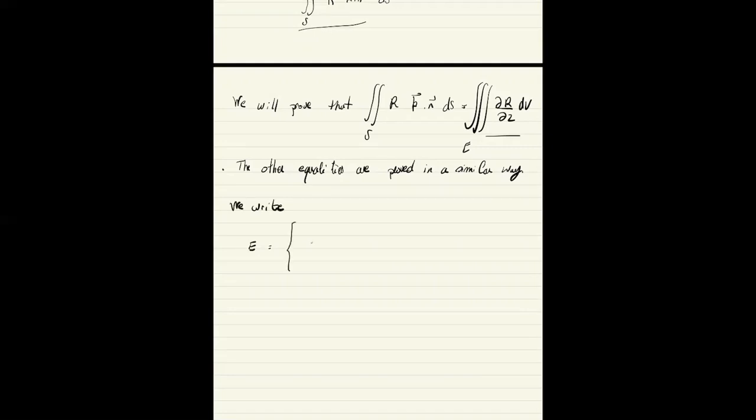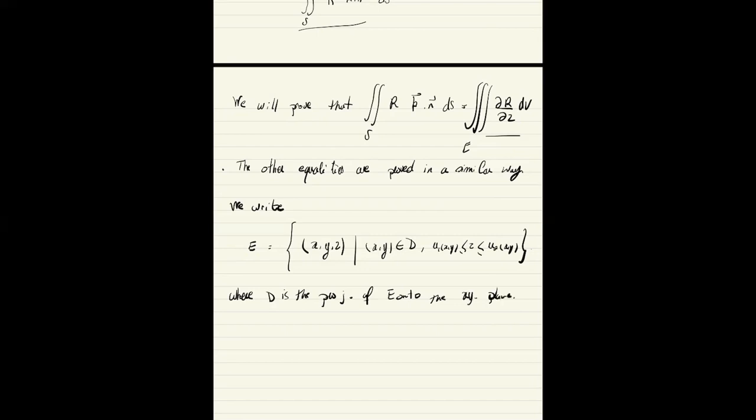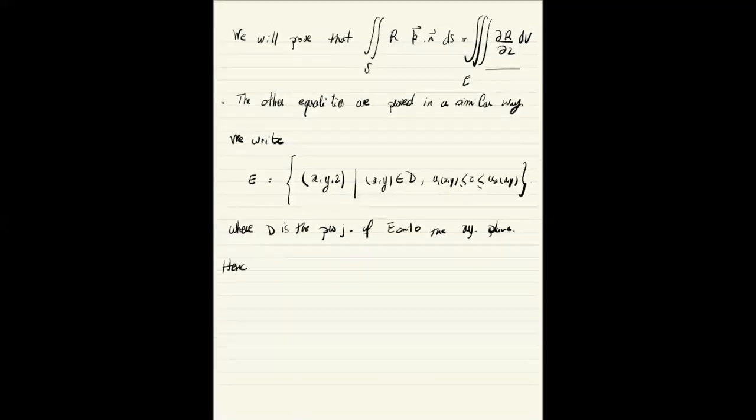So we use the assumption that it's a simple solid, so x and y belong to the projection onto the xy plane, and then z is between some two functions u1(x,y) and u2(x,y), where D is the projection of E onto the xy plane.